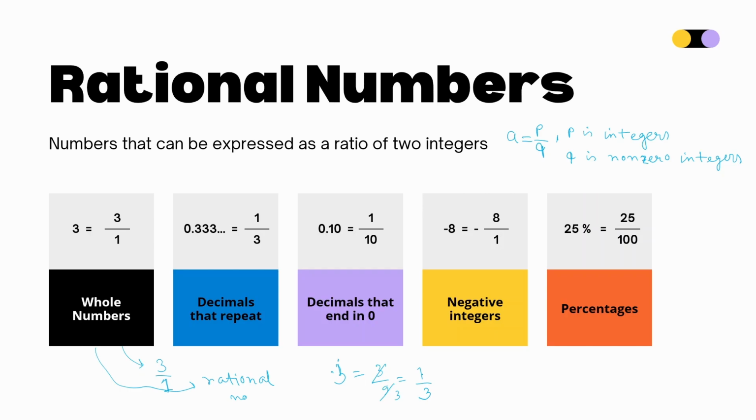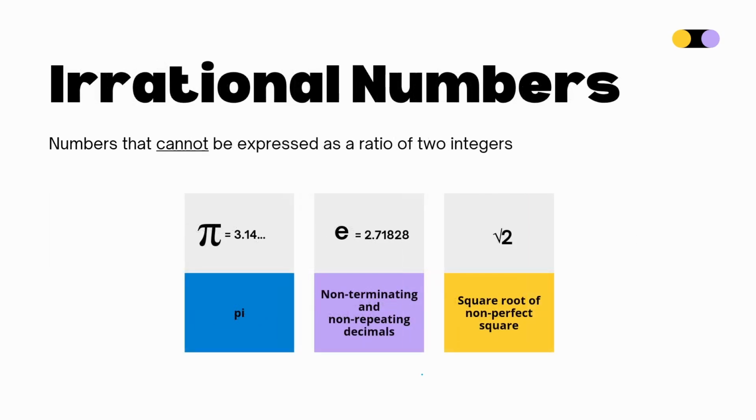So what are rational numbers? Rational numbers are those numbers which can be expressed as a ratio of two integers. Then they are rational numbers. Okay, then we move on to the irrational numbers.